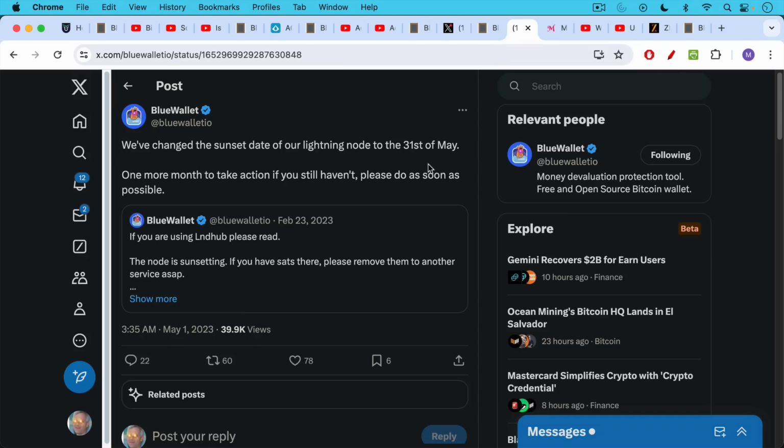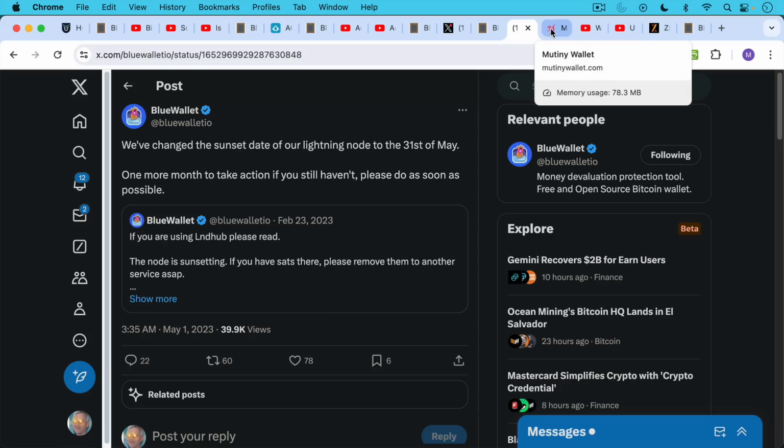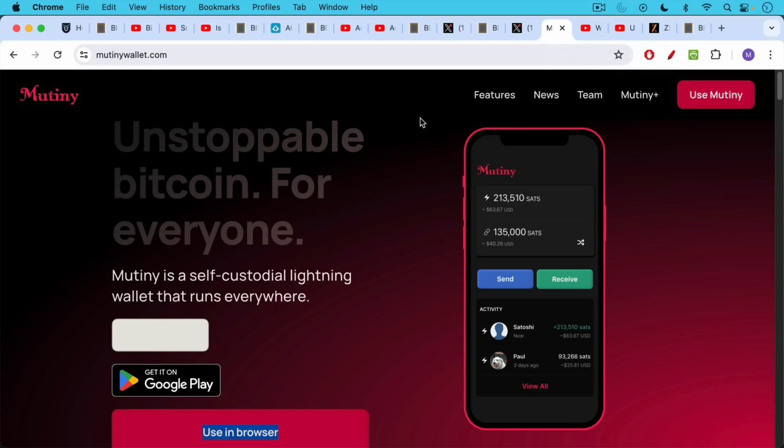There's also the Blue Wallet, which we've talked about on this channel. Unfortunately, they no longer offer built-in Lightning. You have to connect it to your own Lightning node as of May 31st of last year. So it's still a very good mobile wallet and desktop wallet as a hot wallet, but it is no longer a really easy to use Lightning wallet for people who are just getting started.